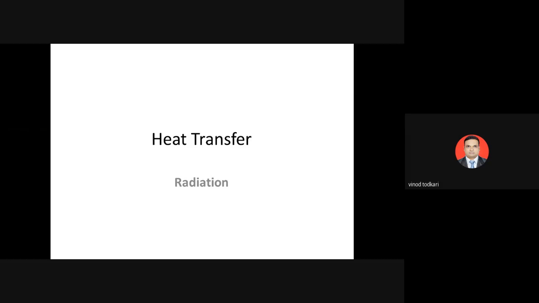First of all, we'll revise. Within 5 minutes, we'll revise what we have seen in last lecture, and then we'll start with a new concept. In last lecture, we started with heat transfer. As we discussed, heat transfer is by three mechanisms: conduction, convection, and radiation. Out of that, we will be discussing radiation.